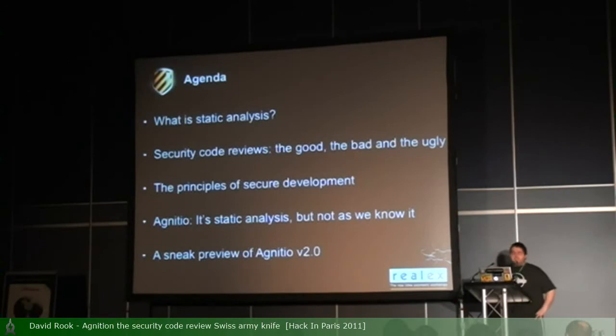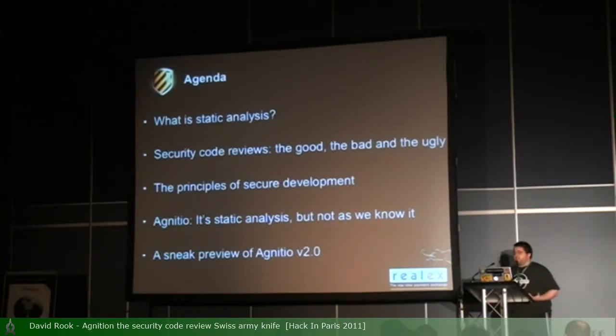So, a quick agenda. Firstly, a quick look at what is static analysis, or code review, to put it into a more understandable term, and more importantly to understand what I think static analysis is, so some later parts of the presentation make a bit more sense. I want to take a look at what I call the good, the bad, and the ugly of security code reviews, or more specifically, security code review processes: how people get to review code, how they approach that process, and how they handle that. Then, quickly touching on something called the principles of secure development.